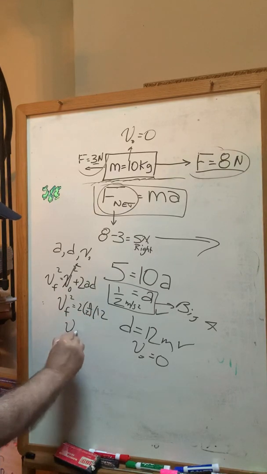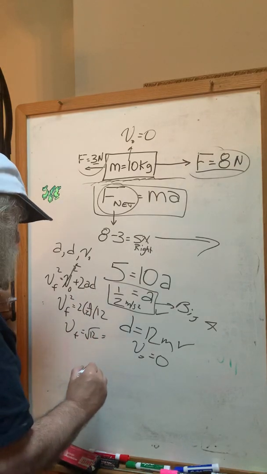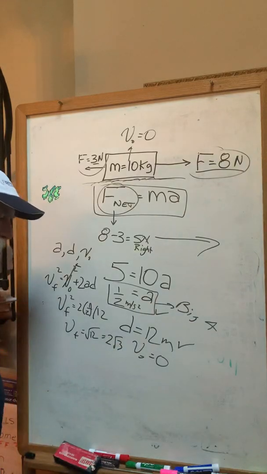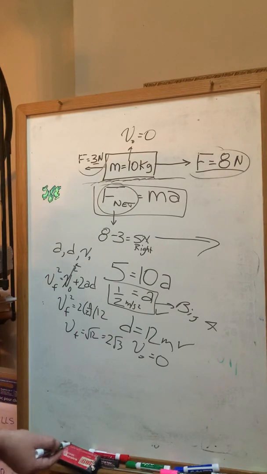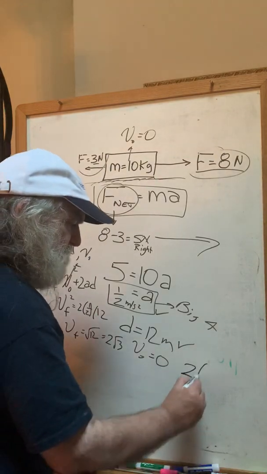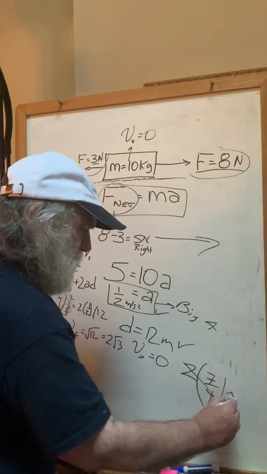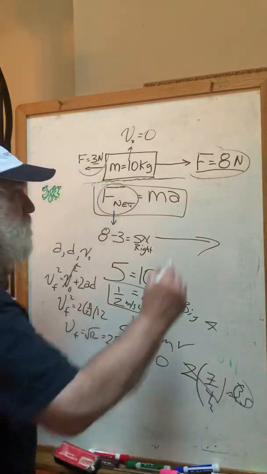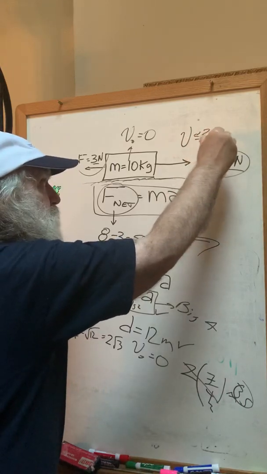So the final velocity is the square root of 12, which can't simplify, I guess I can simplify it to 2 root 3. Root 3 is about 1 3/4, something like that. It's 1.73, so it's 1 3/4. So it's 2 times 1 3/4, and that's about equal to 3.5 meters per second. So I get a speed equal to about 3.5 meters per second.